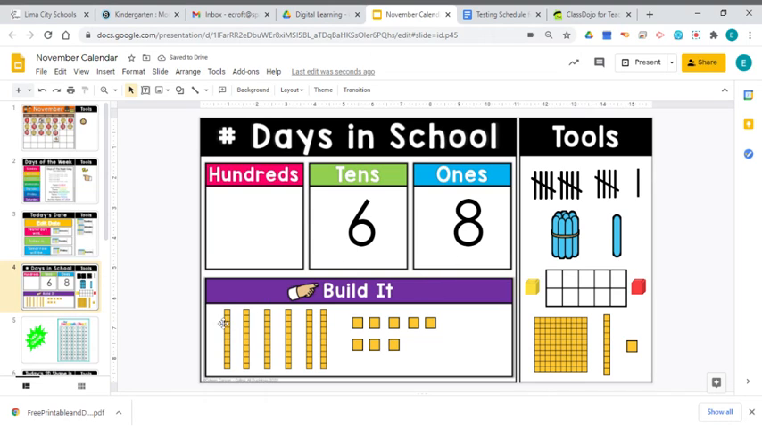So let's count them. First, we start out counting by tens. Then we have to switch and count by ones. So it's 10, 20, 30, 40, 50, 60, 61, 62, 63, 64, 65, 66, 67, 68. In school for 68 days.